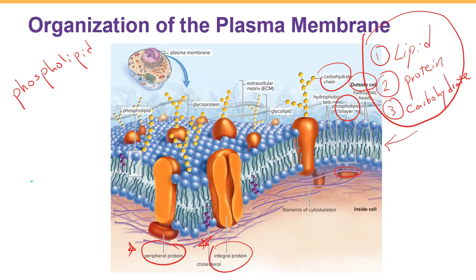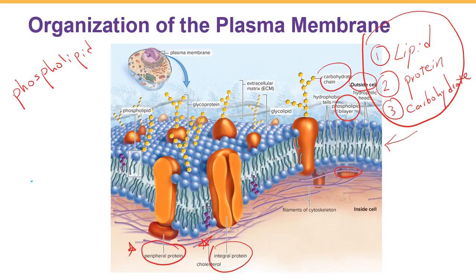But why do we have protein in the plasma membrane? Because protein has different functions in the plasma membrane. One of the important functions of protein is transportation. They act like channels or gates, letting some substances in while keeping the others out. They also help with communication and signaling inside and outside of the cell.